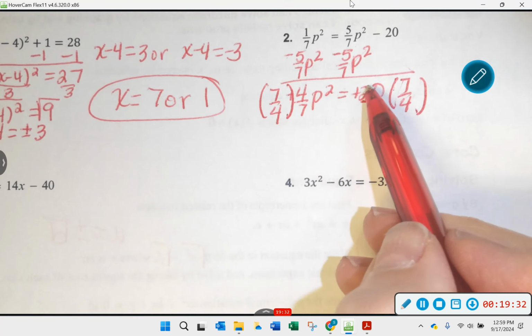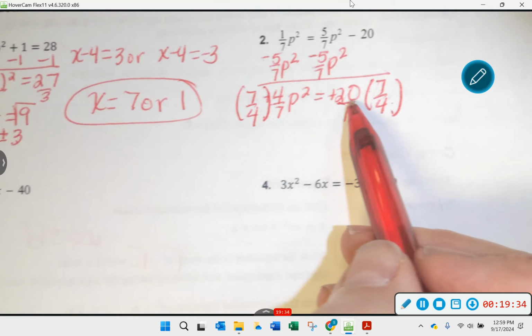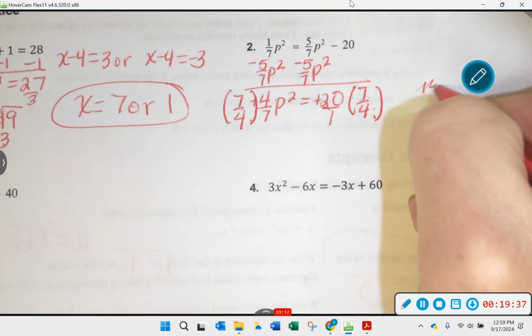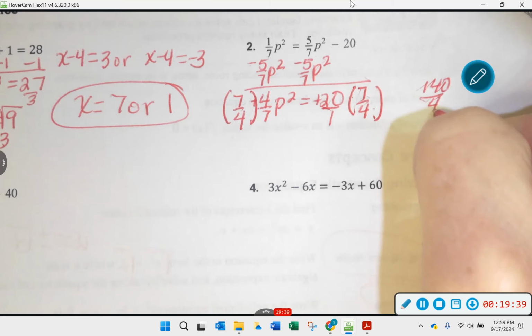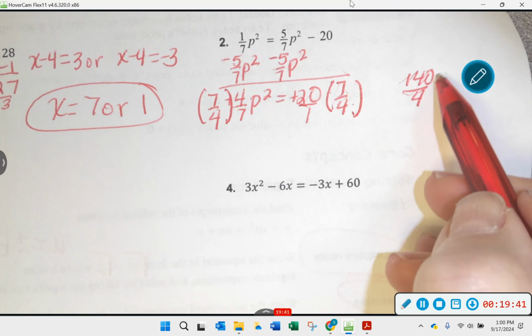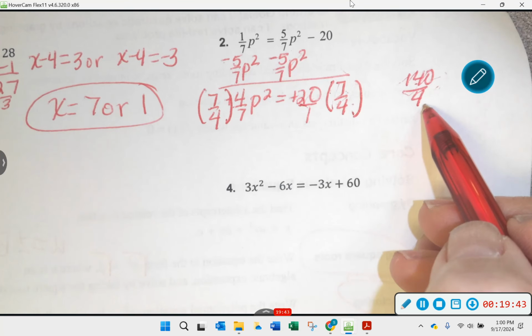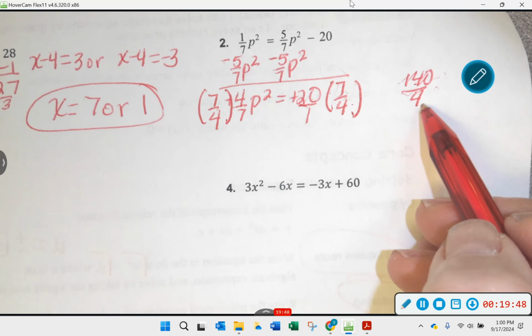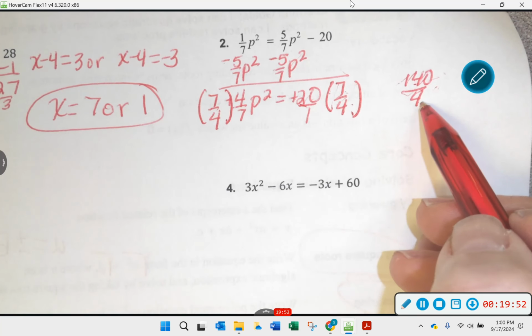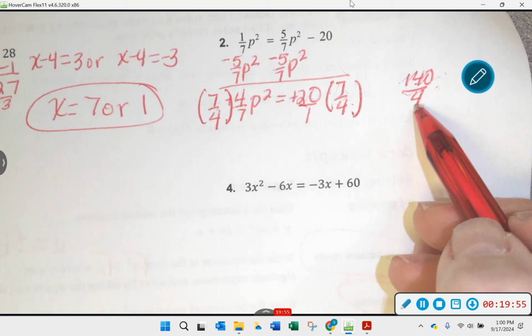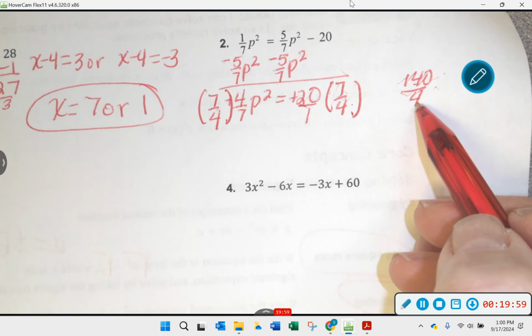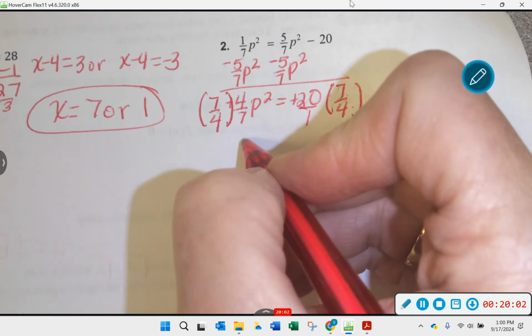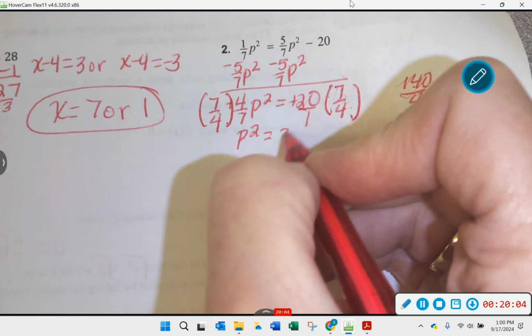When you're multiplying, you can just multiply straight across. So 20 times 7 is 140, and now I have to divide by 4. I don't know 140 divided by 4, but I know 140 divided by 2. What's that? 70. And now divide by 2 again, and what do you get? 35. If you want to divide by 4, just divide by 2 twice, because 4 is 2 times 2. That's an easy way to simplify. So now I'm going to have p squared equals 35.